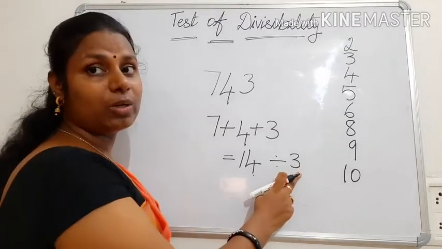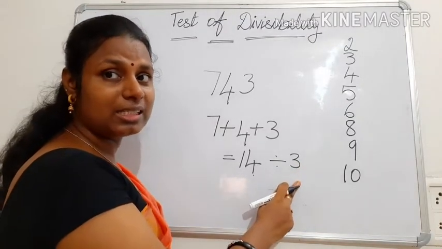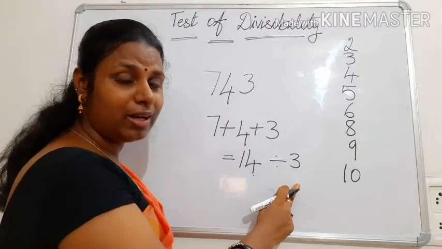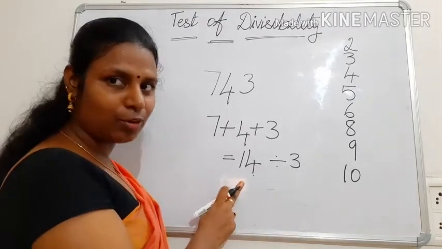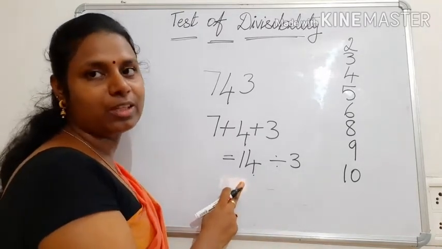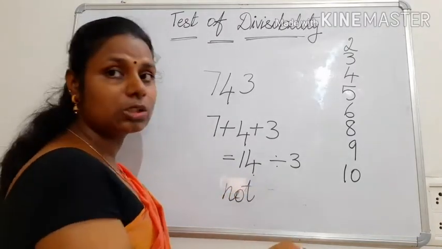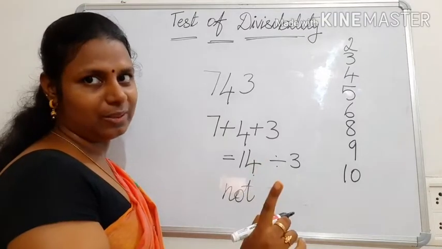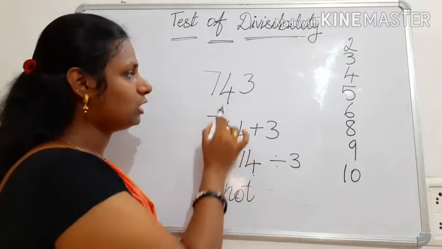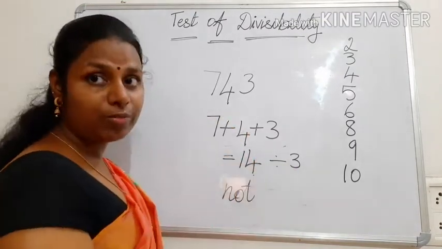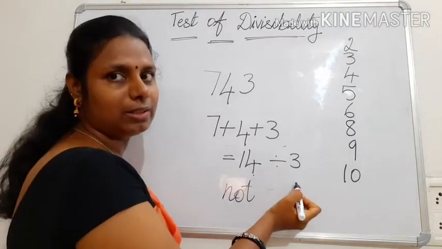So 3 ones are 3, 3 twos are 6, 3 threes are 9, 3 fours are 12, 3 fives are 15. 14 is not coming in the table of 3. So this is not divisible by 3. Okay, have you understood? You just have to find out the sum of the number, then you divide by 3.